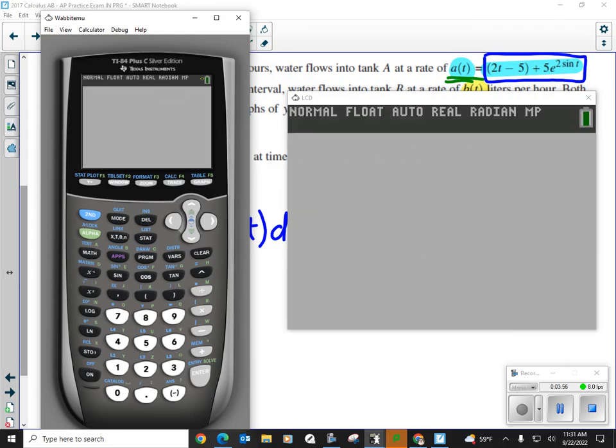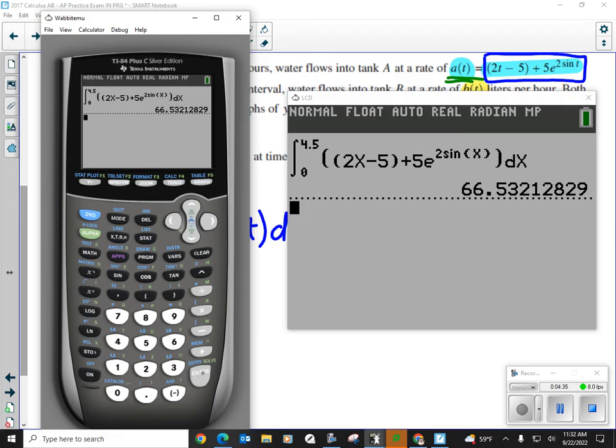I'm going to go to math and pick option 9, which is my integration. Lower bound 0, upper bound 4.5. And now I put in my equation: parenthesis, 2x minus 5, parenthesis, plus 5e raised to the 2 sine of x. Now I'm using x's in the calculator instead of t. The dummy variable is x, and I hit enter. If I do this right, I should get exactly 66.532.